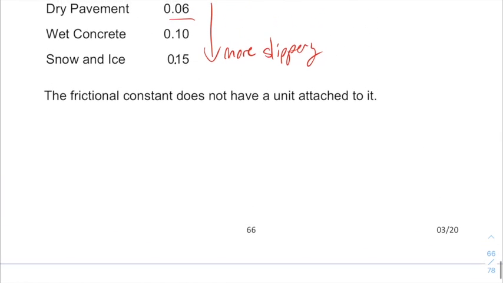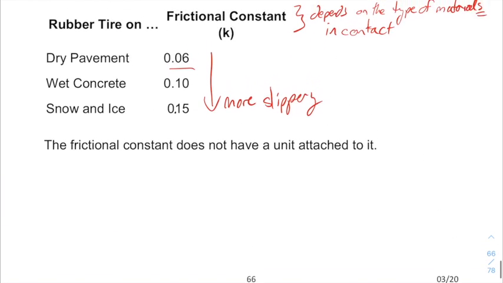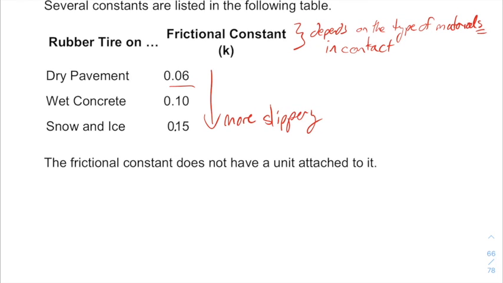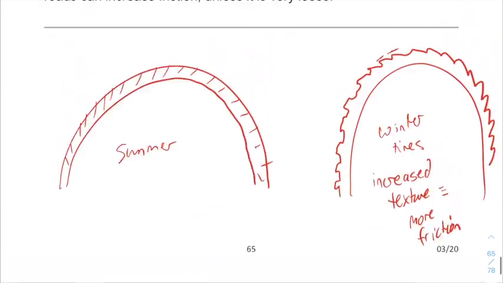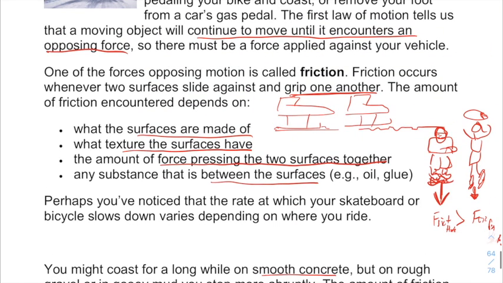In our next lesson, we'll talk about braking distance and how it relates to this frictional constant, but after this video, you should understand that friction is based on these four factors: what the surface is made of, so the nature of the surface, the texture of the surface, the force between the surfaces, and any substance between those surfaces. Of course we use oils and glues and things like that to increase or decrease the surface friction even more.